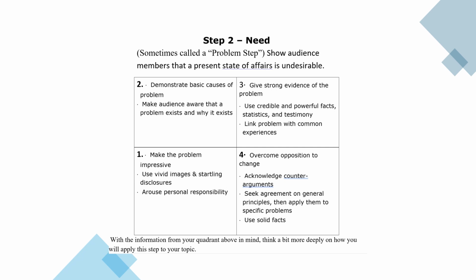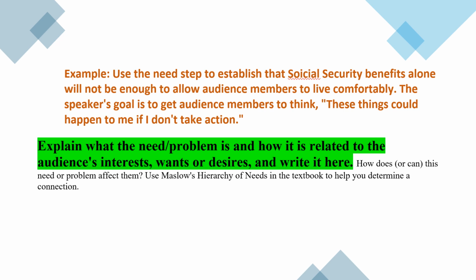And then you move on to step 2, the need step, which is what is the problem. Again, for my example, I'm following quadrant 2. I'm just going to demonstrate the basic problem, because the audience, again, is uninformed about this. So making the audience aware that this is a problem and this is why it exists. And whatever quadrant your audience falls in, you're going to follow those tips. Then I have an example, and then just as we did before, you're going to explain the problem it is and how it relates to your audience. And I want you to write that information down here.